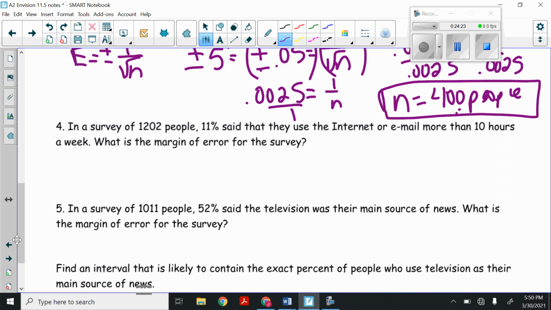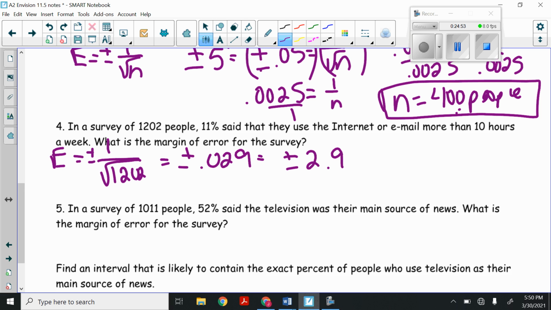All right, number 4. In a survey of 1,202 people, 11% said that they used the internet or email more than 10 hours a week. What is the margin of error for the survey? So E equals plus or minus 1 divided by the square root of their sample size, 1202. So we get plus or minus 0.029. So margin of error is positive or negative 2.9%. They just asked for the margin of error, so it's 2.9%, either above or below.